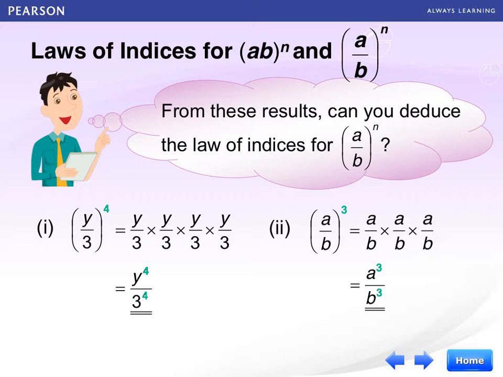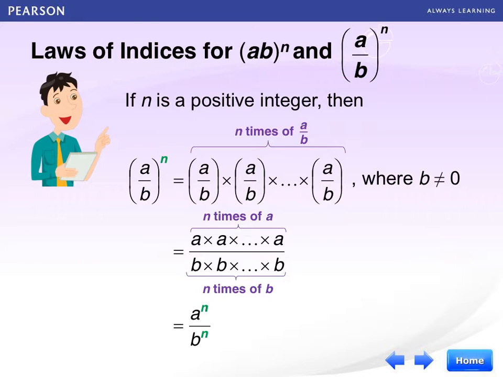And when we meet a fraction, for example, when y over 3 takes the power 4, it's the same as y over 3 multiplied by itself 4 times, and these 4 y's become y to the power 4, and these 4 3's become 3 to the power 4. As a result, you will find that when a fraction takes a power, the numerator and denominator each take the same power, just like this.